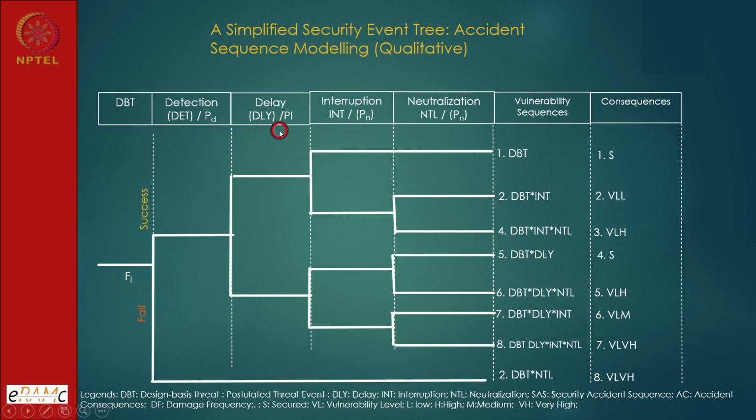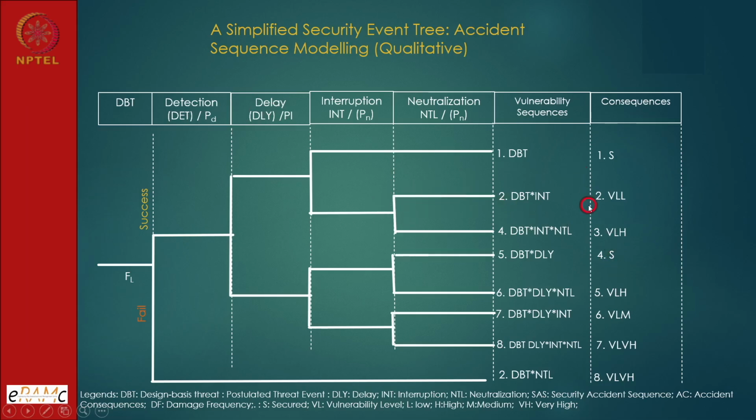Because any event does not happen in a perfect way. So delay, though you have done, there is still a certain threat element. So interruption: if your interruption is achieved, then neutralization is not required. Otherwise, the facility is secured, but if any failure occurs, let us say delay is okay but it was not interrupted, then it comes to neutralization. So if you have neutralized it, then it's okay.